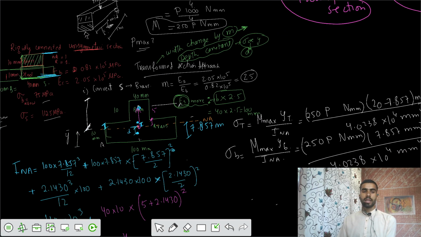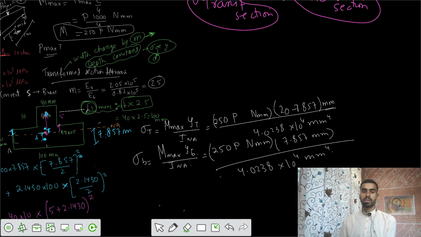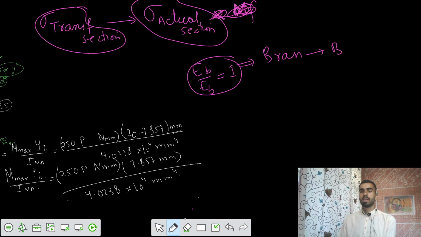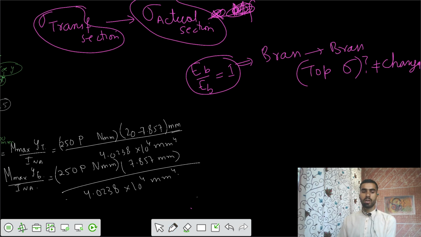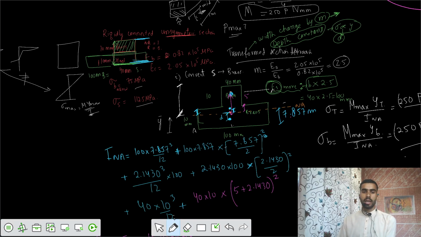That means on the brass side there won't be any transformation, because brass has been changed to brass, so there is no effect: E brass by E brass is just one. So for the top side, you don't have to change the stresses. You got this value of stress at the top, and you are allowing stresses of 75 megapascal for the brass.